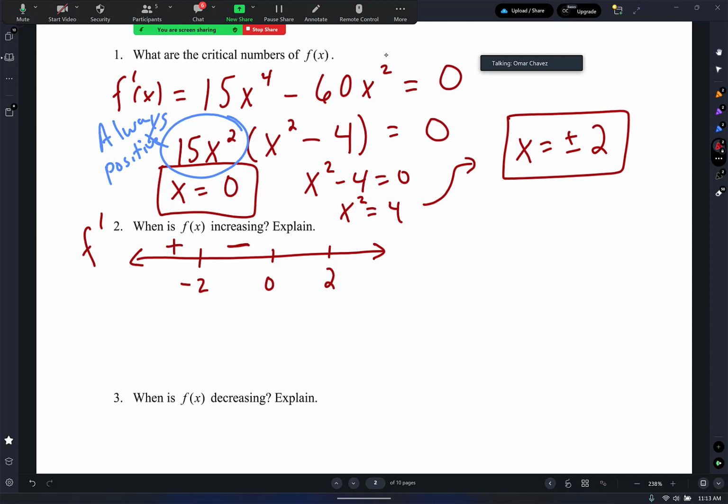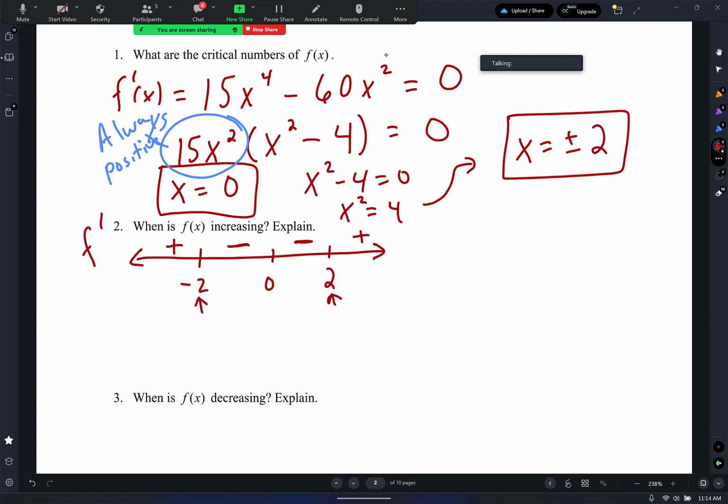Again, a number between 0 and 2, like 1. 1 minus 4 is again a negative number. And if I choose a number bigger than 2, like 4 or 5, 5 squared is 25. 25 minus 4 is a positive number. So there it is. Where am I increasing? From -infinity to -2, and then from 2 to infinity.